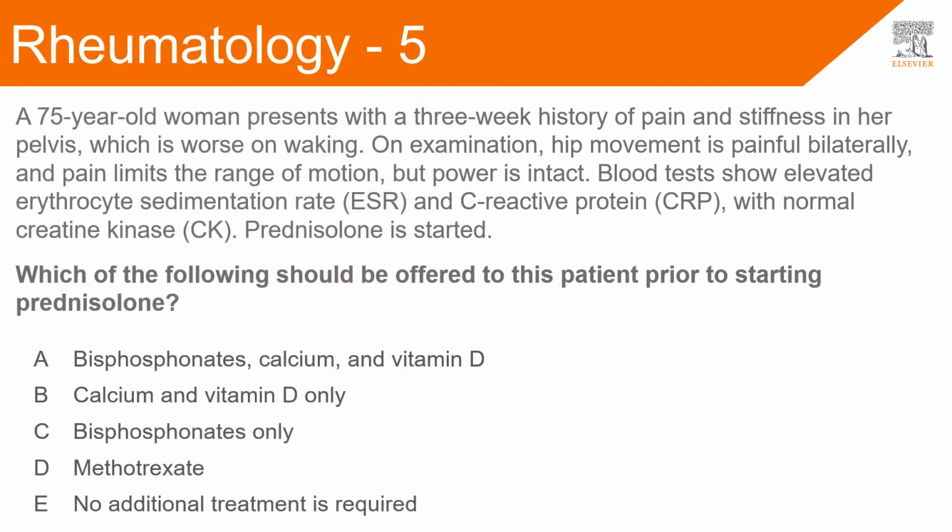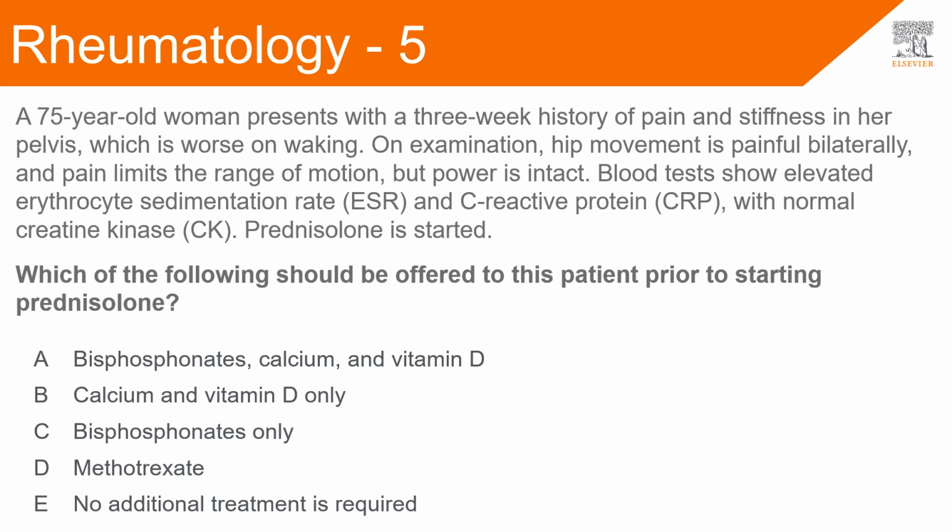So, next question now. We've got a 75-year-old woman that's come in with a 3-week history of pain and stiffness in the pelvis that's worse on walking. When you examine, the hip movement is painful bilaterally. Pain limits the range of motion. Power is intact. Blood results show increased ESR and increased CRP. It's a normal CK. You've started prednisolone already. Then the question is, which of the following do you offer prior to starting prednisolone? Before you start a steroid, what else do you give?